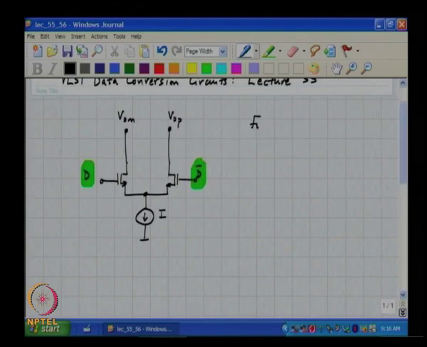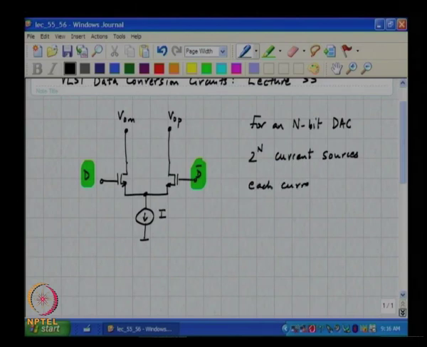Now, for an n bit DAC, you have 2 to the n current sources. These current sources are each assumed to be I, and you can address these current sources in many ways, as we were discussing the last time around.